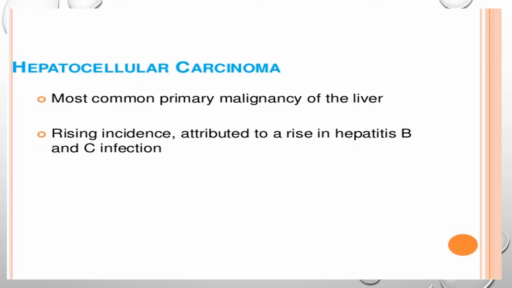I'll come to hepatocellular carcinoma, the most common primary malignancy of the liver, next to metastasis, which is the most common malignancy of the liver, the secondaries. You have to differentiate between the two. If the question is most common malignancy, it's metastasis. If the question is most common primary malignancy, it's hepatocellular carcinoma. The incidence is rising, attributed to a rise in hepatitis B and C infections.